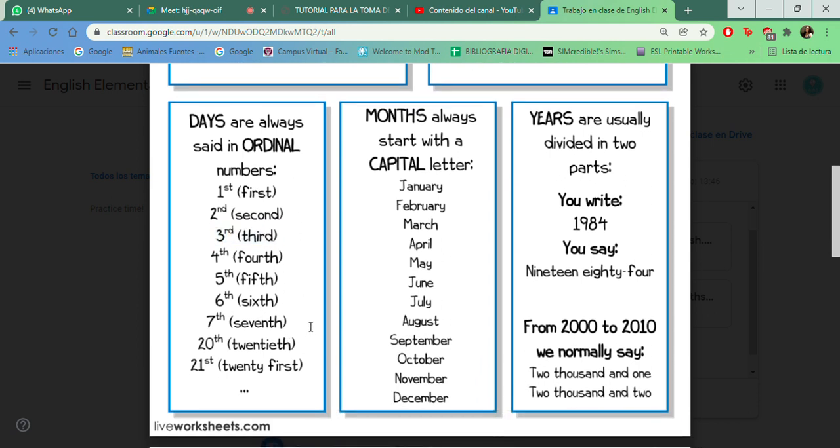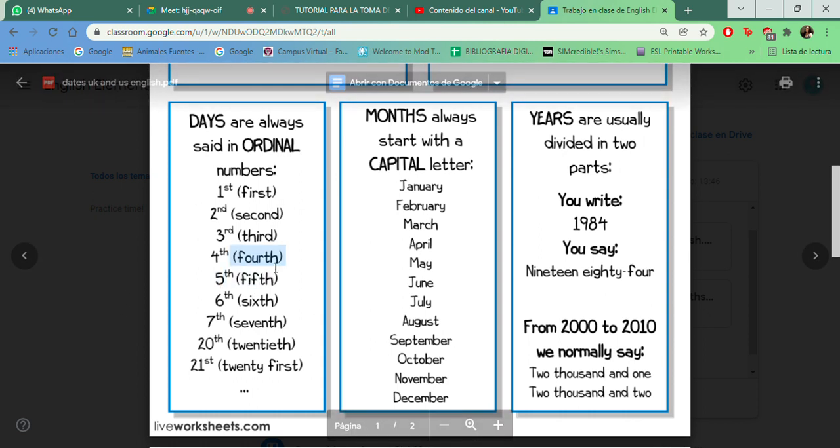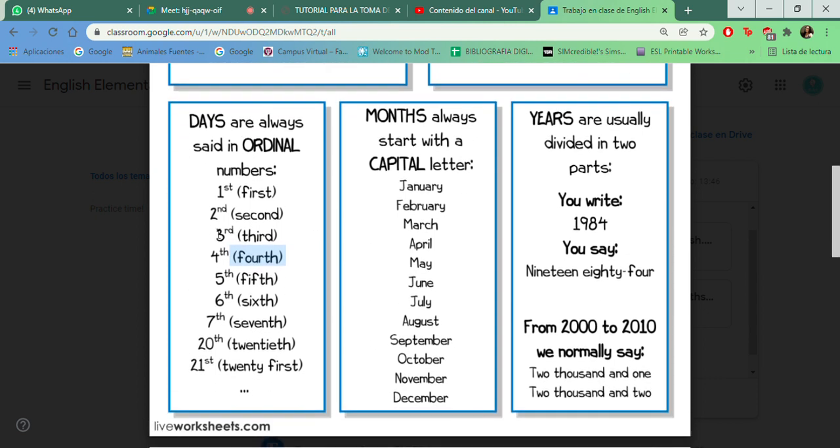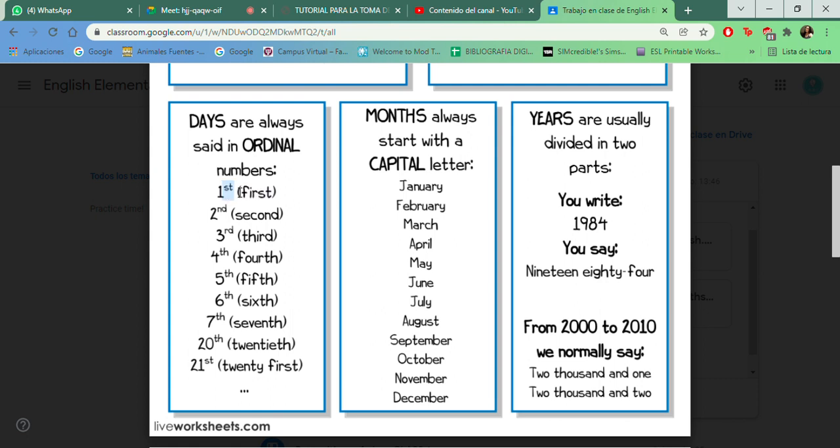Then we have more numbers that are with TH. Remember, you have to write the number. Van a escribir el número. Okay. Remember to write the last two letters. Siempre acuérdense de escribir las últimas letras. Here we have first. The last two letters are ST, ND, RD, and then TH, okay? So first, second, third, fourth, fifth.